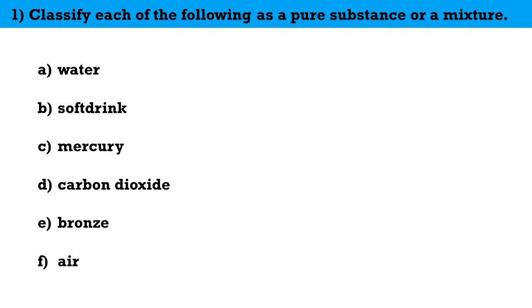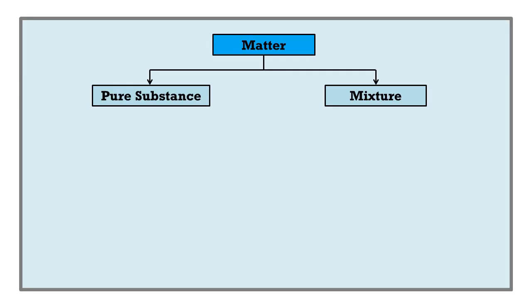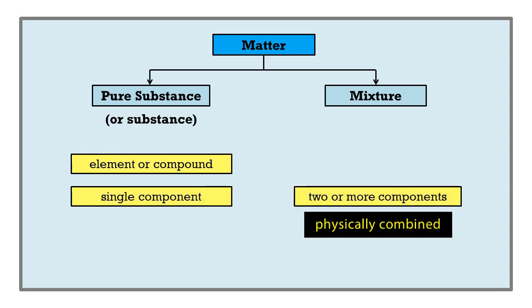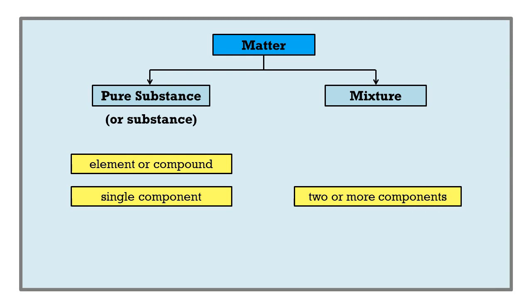Number 1. Classify each of the following as a pure substance or a mixture. Before we answer this, let's first differentiate a pure substance and a mixture. All matter can be classified as either a pure substance or a mixture. A pure substance is also simply called a substance. All substances are either elements or compounds. A pure substance is composed of a single component, while a mixture is composed of two or more components which are physically combined. So if you combine two or more substances, you will form a mixture.